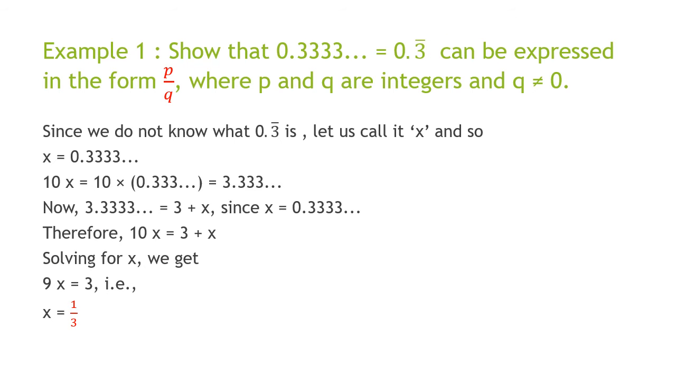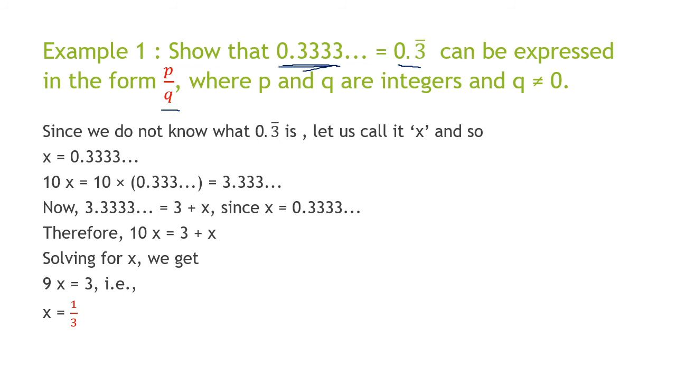So here I have taken an example, and now we are going to do exactly the opposite. We have got a decimal fraction 0.3333 and so on up to infinity, written as 0.3 bar, because after the decimal point the digit 3 is repeating. Now I have to show that this is a rational number which can be shown in the form p by q, where p and q both are integers and q is not 0. So where do I start?